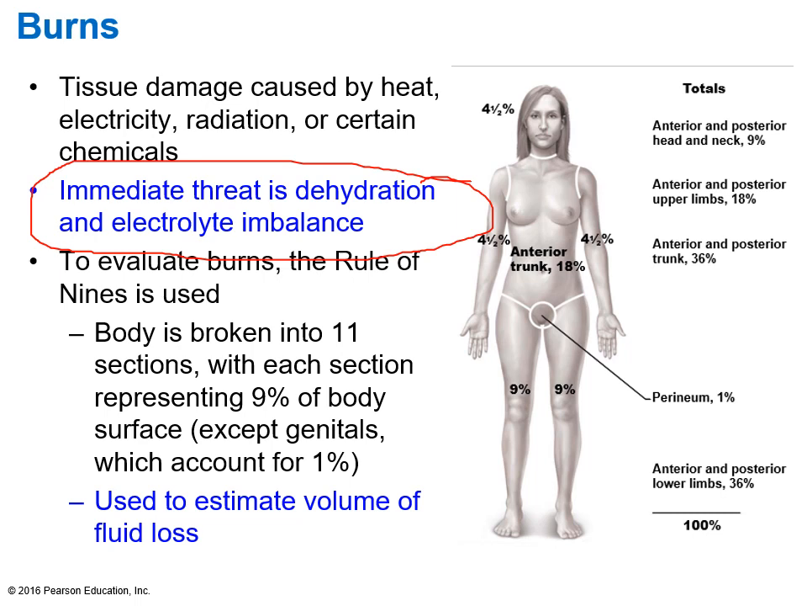So scientists have developed this thing called the rule of nine. And what it does is it basically breaks the body down into 11 different sections. And feel free to take a look at the illustration on the right hand side to see.